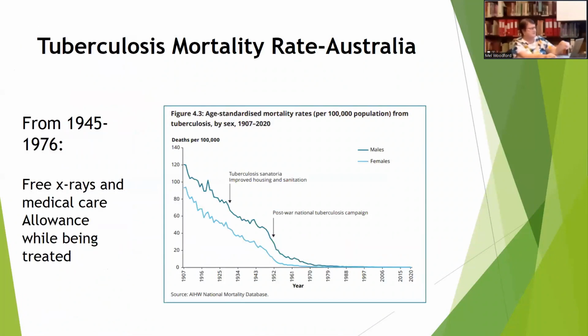And that will be just on the slide after this, but with tuberculosis, there was a real peak around 1907, and then around 1920, that was when they started building the chest hospitals to actually isolate people who had TB. And then there was a post-war national tuberculosis campaign. So you can see how the rates have really dropped, which is great. Free X-rays were provided, and medical care, and an allowance while being treated.